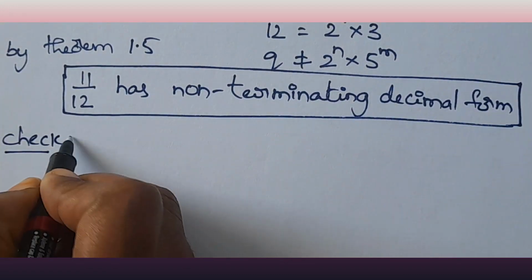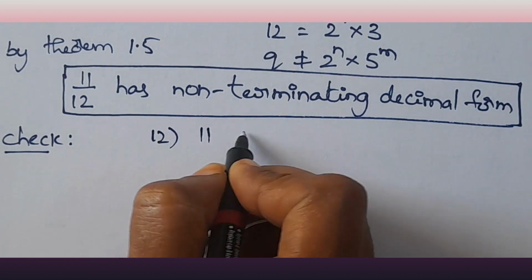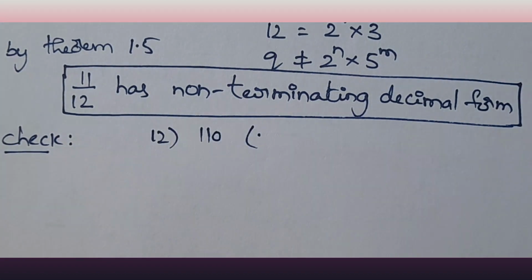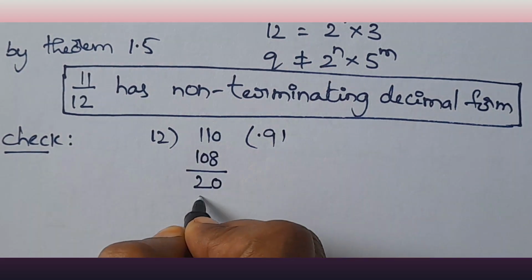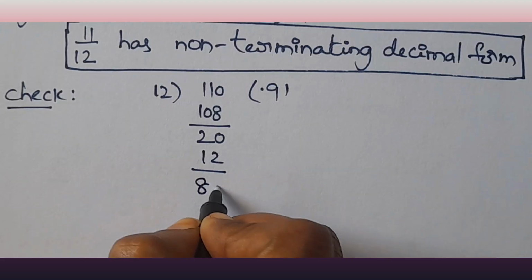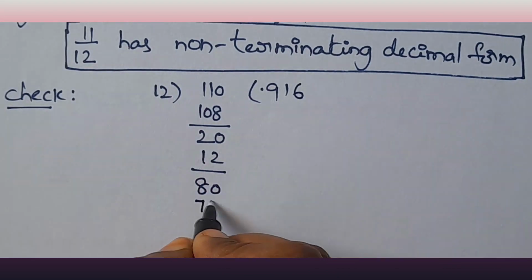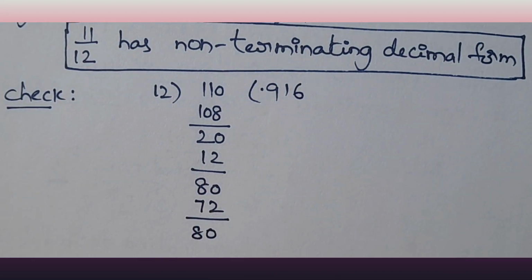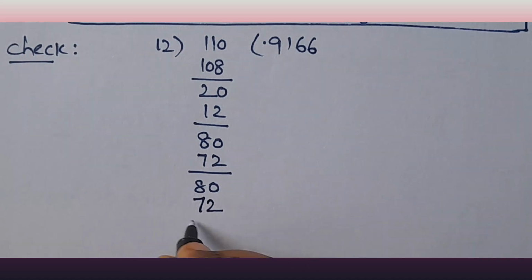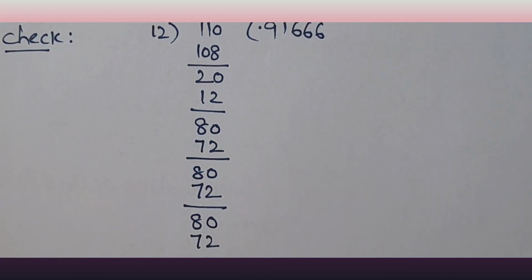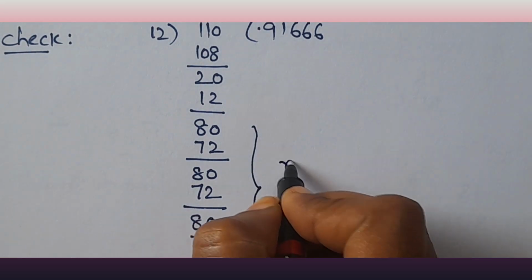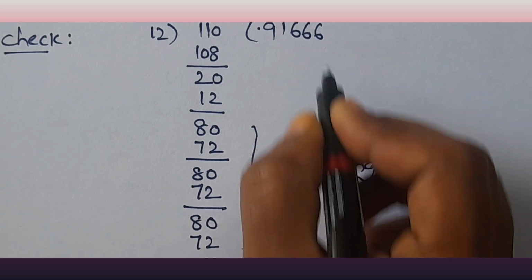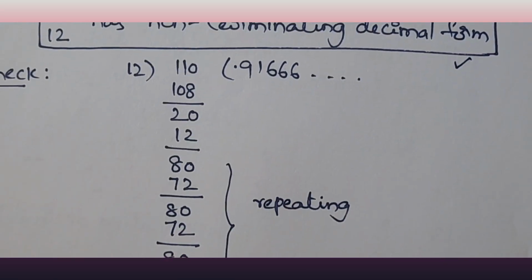Let's check once. 11/12: 12 is the divisor and 11 is the dividend. Place a point in the quotient. The dividend becomes 110. 12 9s are 108, remaining 2 and 0. 12 1s are 12, remaining 8, 0. 12 6s are 72, remaining 8, 0. 12 6s are 72, remaining 8, 0. This process continues. The decimal expansion in the quotient is repeating, that is, non-terminating.